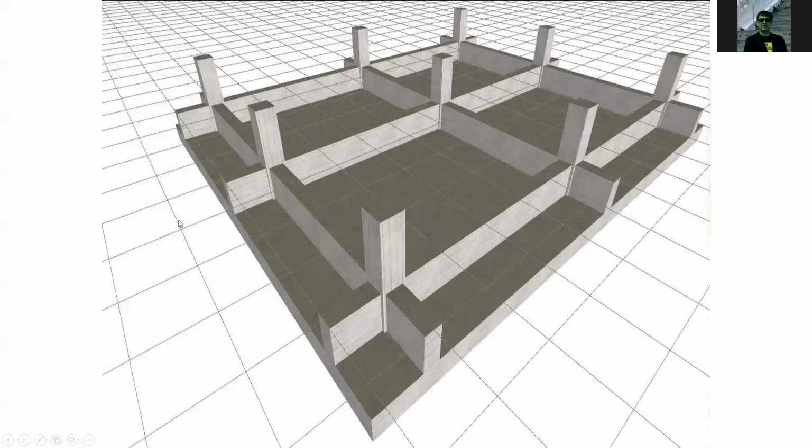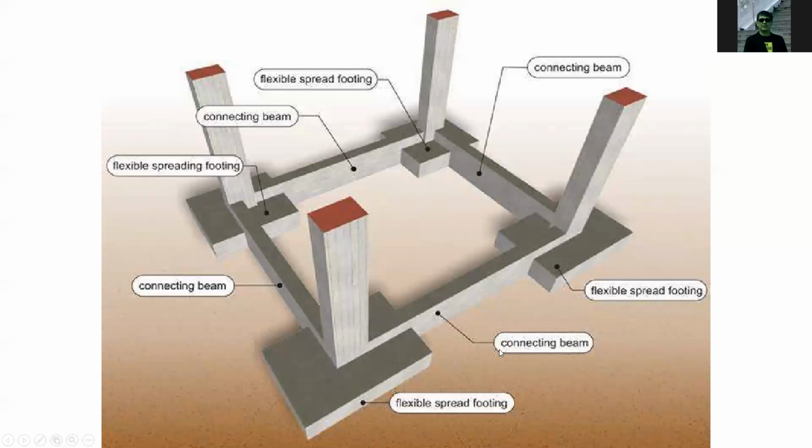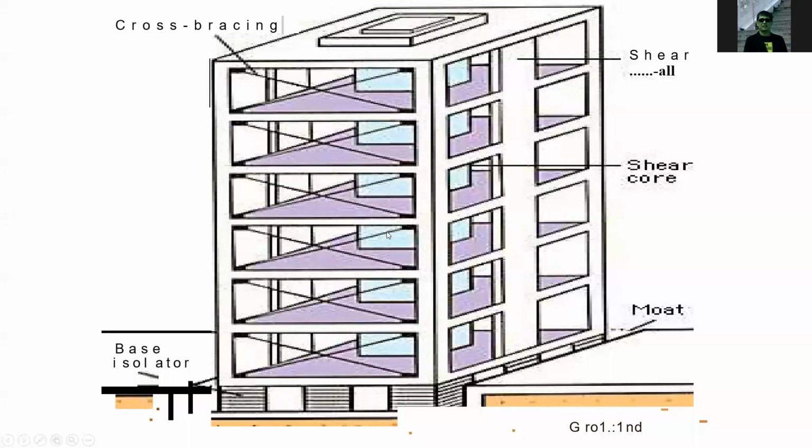So these are samples of a structural component of a building, showing and addressing the possible earthquake or movement of the ground. As you can see, there are flexible spread footings, and there are connecting beams connecting all the footings and the columns, and these are some of the solutions or remedies or enhancements for buildings to address earthquake or ground movement.